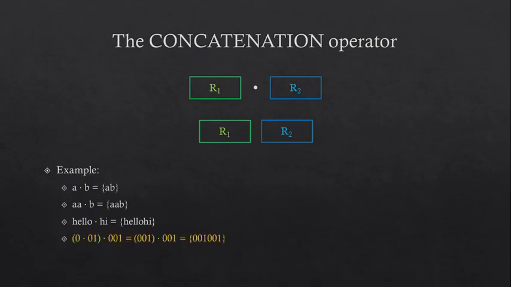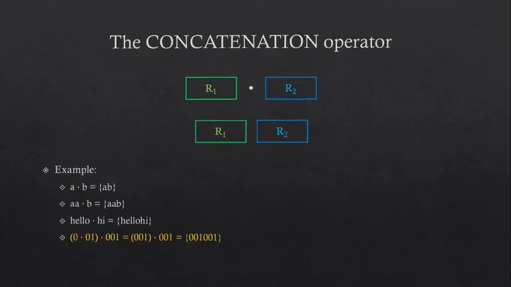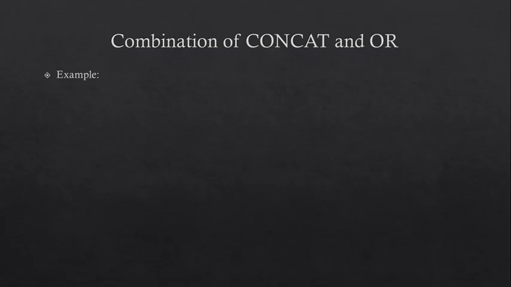Again, this binary operator can be extended to work with three or more operands. In this example, these three operands all concatenated together give us the string 001, 001. Now let's see some of the combinations here. So in the first example, we have A or B, which is concatenated with C. So if we take A, we get AC. If we take B, we get BC.